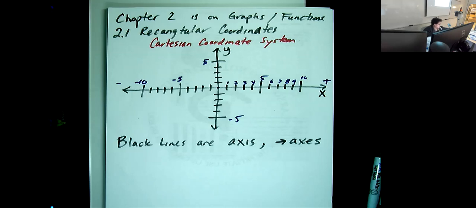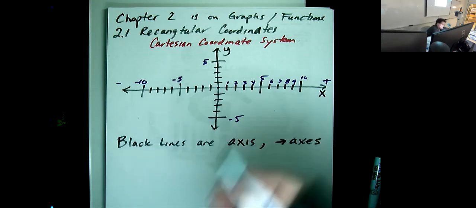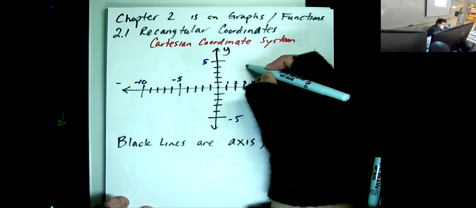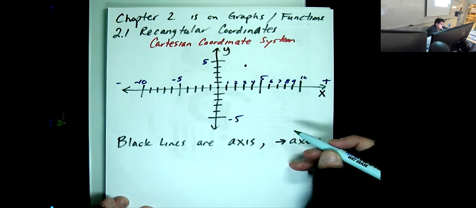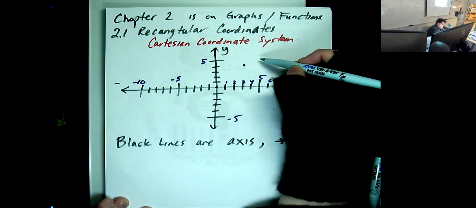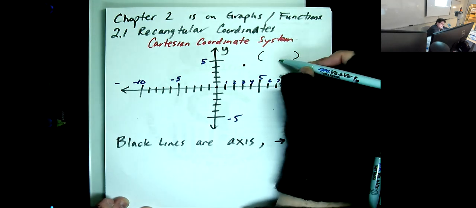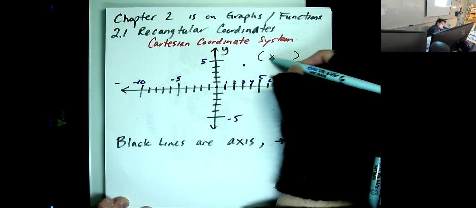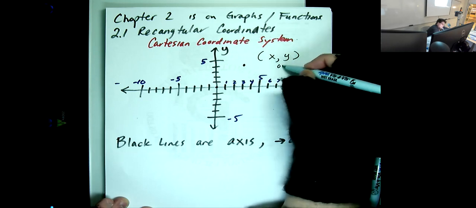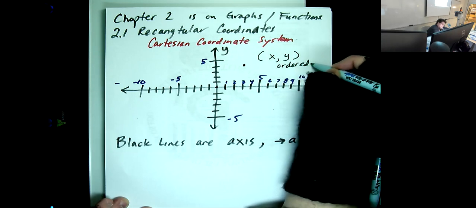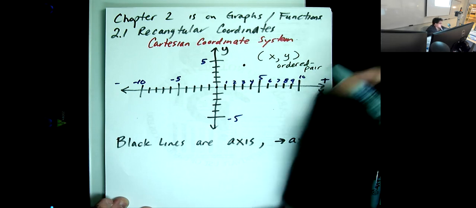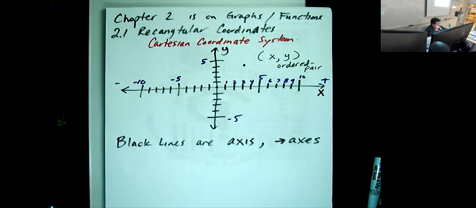So if we have a random point on the graph somewhere, let's say it's right here. We define points in terms of a coordinate pair, an ordered pair, X, Y. This is called an ordered pair. And this is absolutely why I hate the parentheses notation for intervals, because it looks exactly like a coordinate.